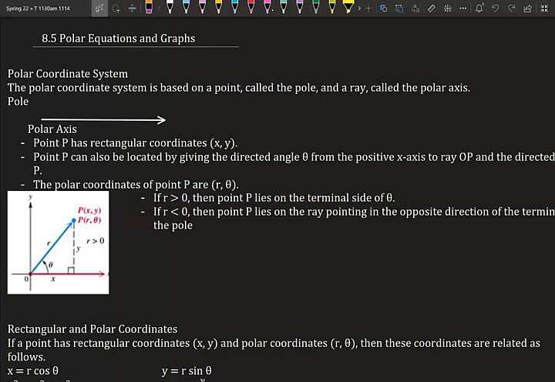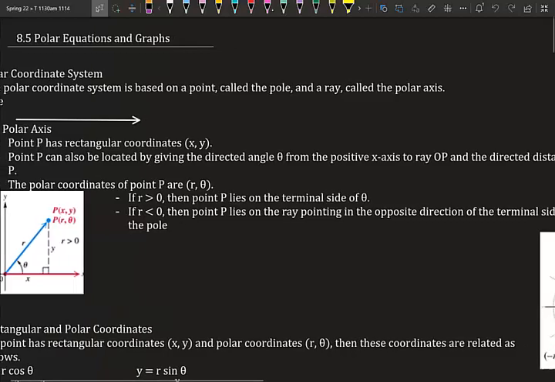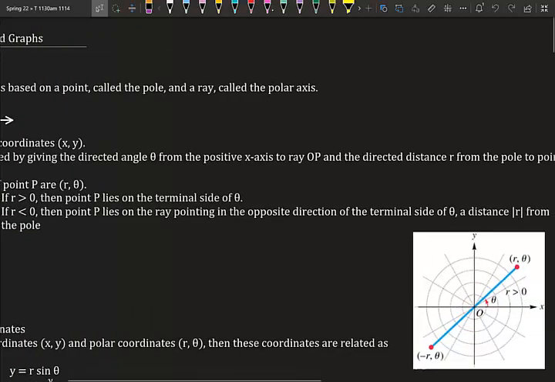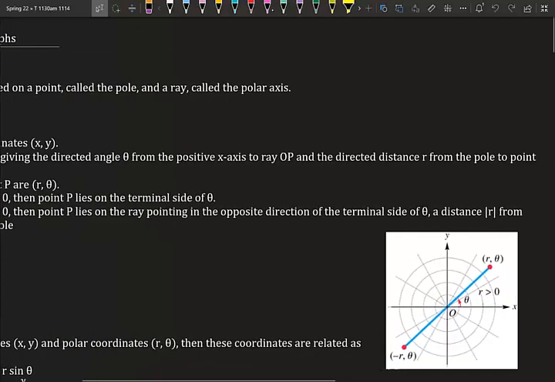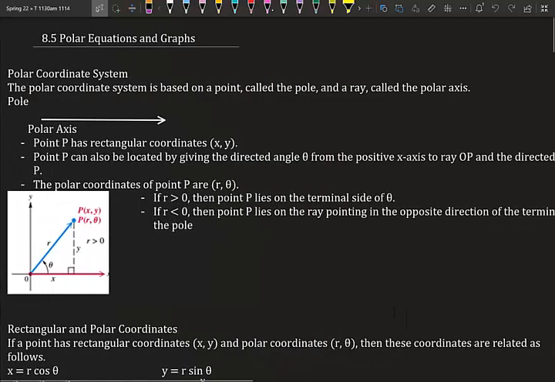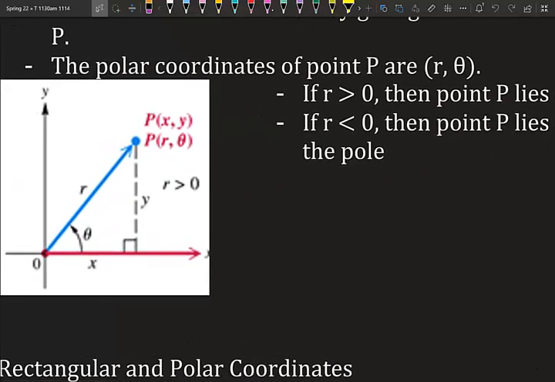If r is greater than 0, then point P lies on the terminal side of theta. If r is less than 0, then point P lies on the ray pointing in the opposite direction of the terminal side of theta, at distance r from the pole. That's just definition work. That's what it looks like.